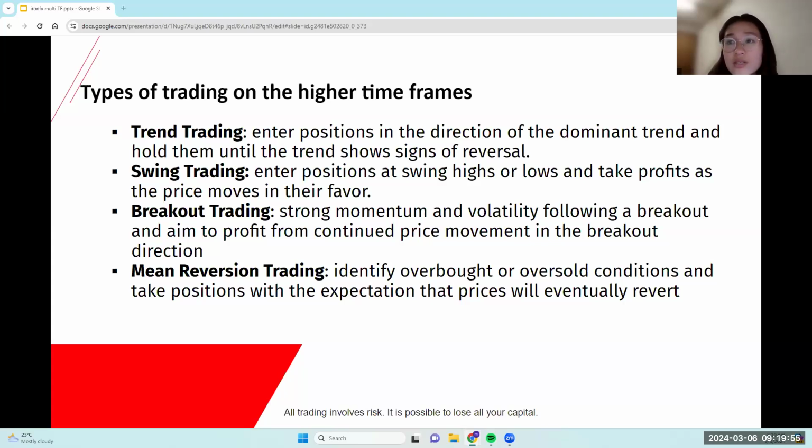to confirm your breakouts. Okay, lastly, we have mean reversion trading. So this is based on the idea that prices tend to revert to their average or equilibrium levels after deviating from them. So traders would identify overbought or oversold conditions and take positions with the expectations that prices will eventually revert. So this would typically involve you using a couple of technical indicators, like your RSI, your stochastics, in order to identify these potential reversals.